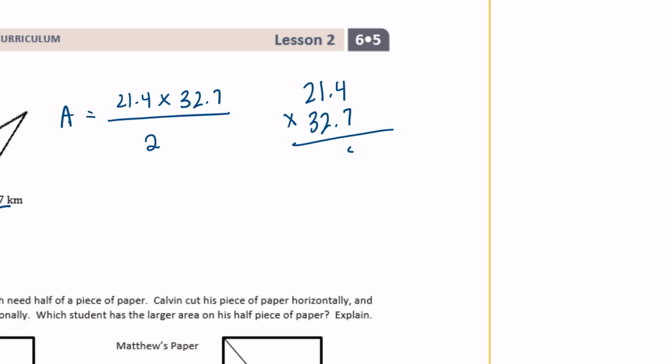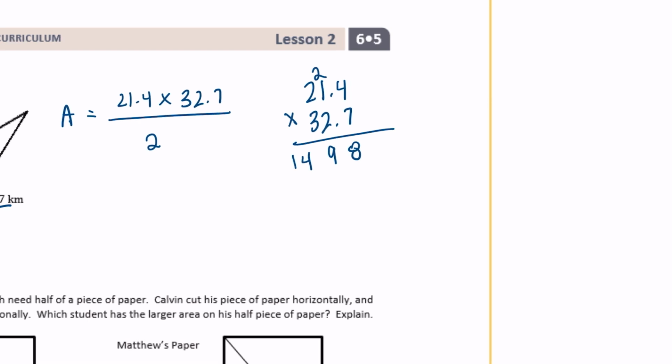4 times 7 is 28. 7 times 1 is 7, plus 2 is 9. And 7 times 2 is 14. Get rid of the 2. Put my 0 down. 2 times 4 is 8. 2 times 1 is 2. 2 times 2 is 4. Done with the 2. Now I need 2 zeros. 3 times 4 is 12. Carry the 1. 3 times 1 is 3, plus 1 is 4. And 3 times 2 is 6.